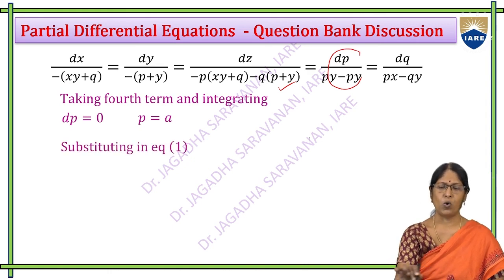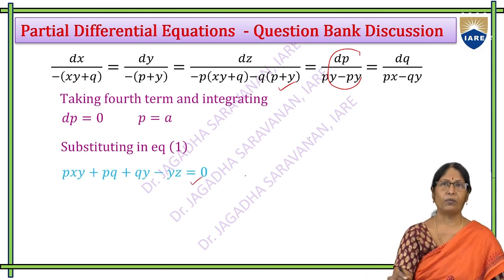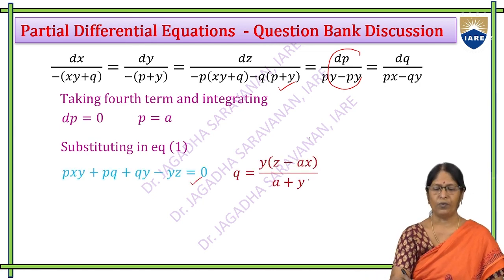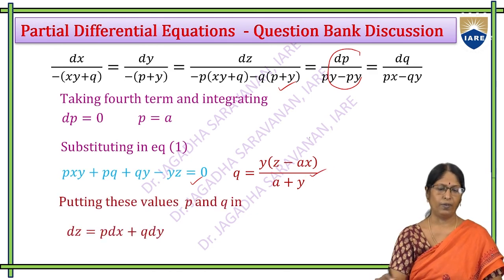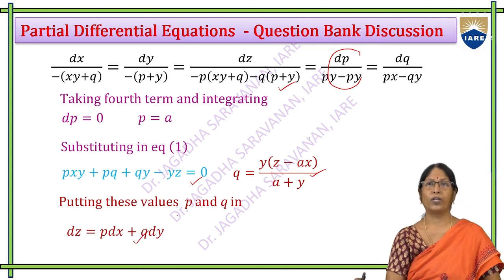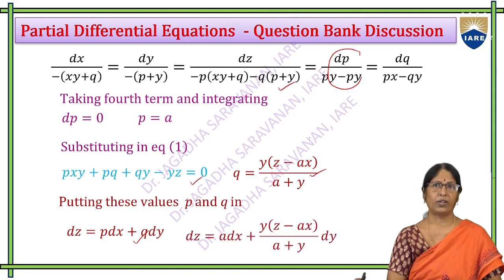In the same way, among the 5 members, any one member or a comparison of 2 members which is easy to integrate, we have to search for. That is our first target. Then we will substitute in our given equation, where p is known, and we obtain the q value. After getting p and q, we write dz equal to p dx plus q dy. We have to do the integration. After getting the integration, that is the required solution.